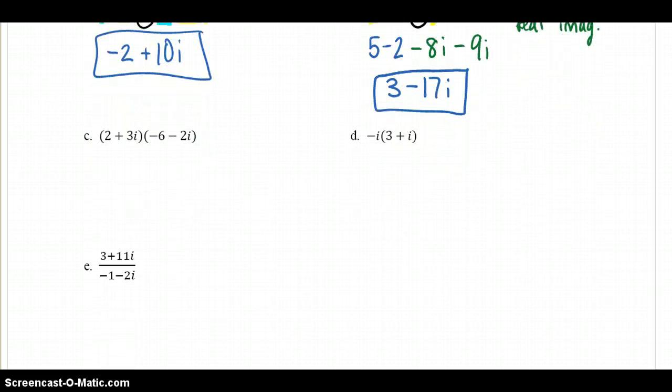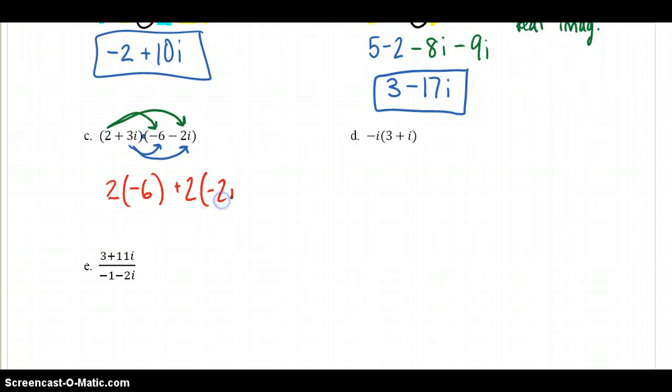Alright, for letter C, when there's no plus or minus in between these two sets of parentheses, that means we're multiplying. So I'm going to multiply these two. And in case you've forgotten how to multiply binomials like this, we have to go ahead and distribute. So I'm going to distribute 2 to both of them and 3i to both of them. Or sometimes you might know it as FOIL. Okay, so this becomes 2 times -6 plus 2 times -2i plus 3i times -6 plus 3i times -2i.